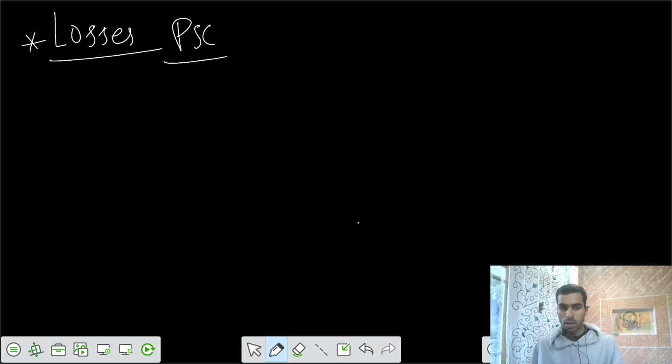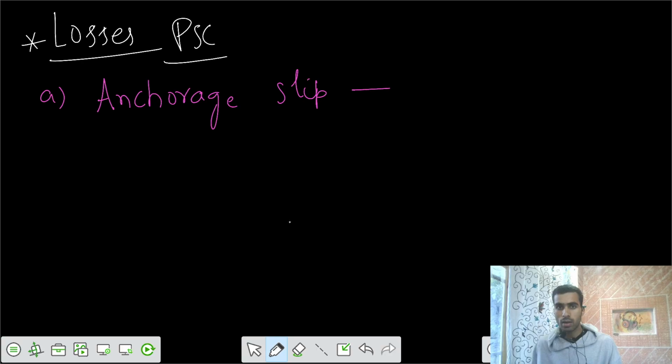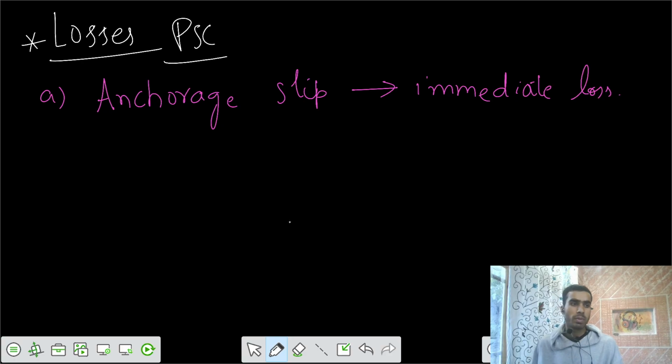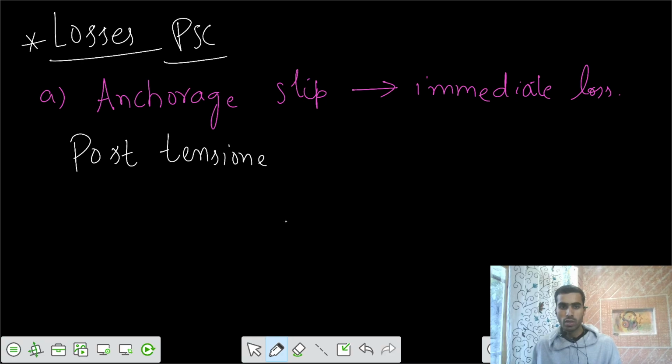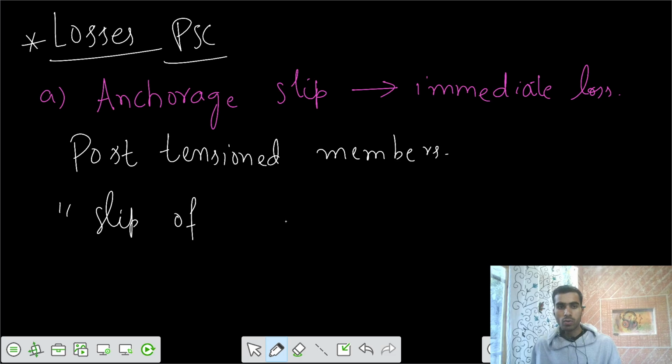Let's go. One of the losses is anchorage loss, anchorage slip, and this is under the category of immediate loss. It's not a time dependent loss. This anchorage slip is observed in post-tension pre-stressed concrete beams, post-tension members. There is actually a slip of the steel wire.